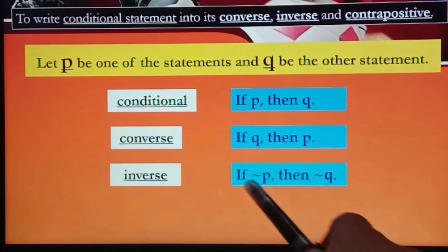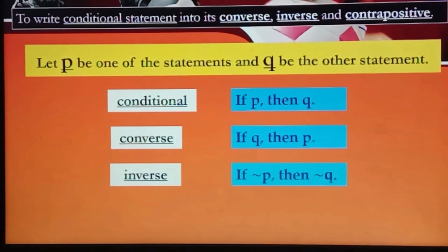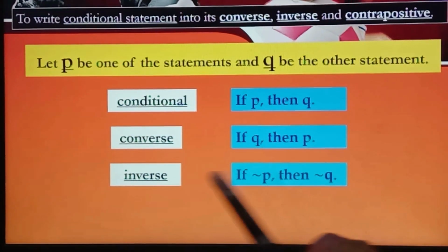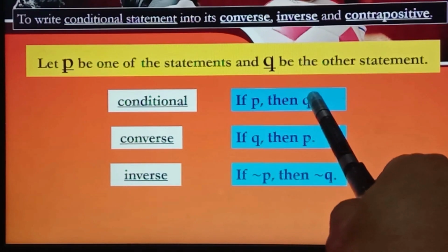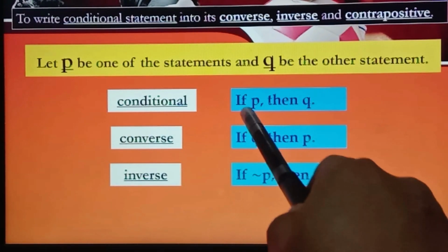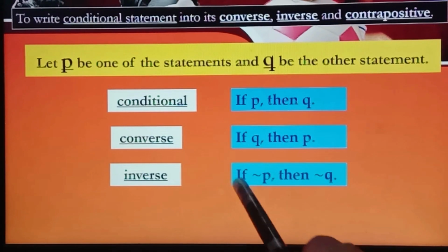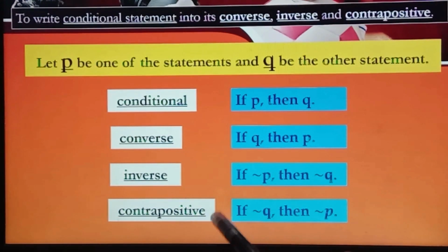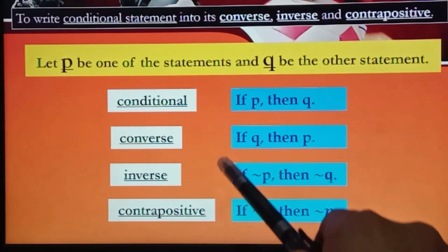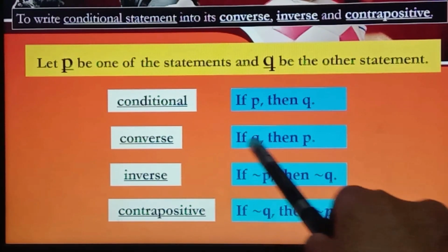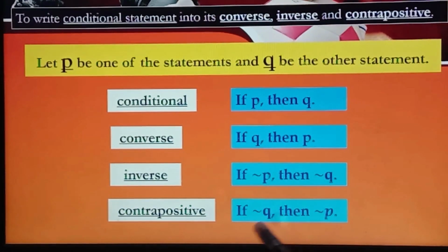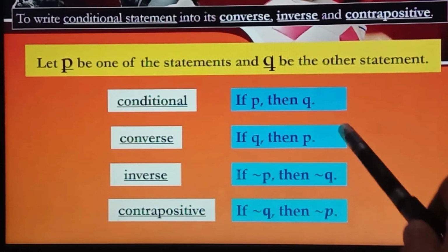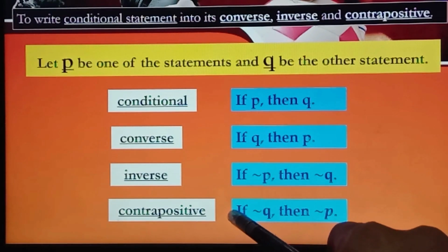Anyway, this symbol here is actually a symbol for negation. Now, if you notice, the inverse is the negation of the conditional. So if the conditional is if P then Q, then your inverse will be if not P then not Q. And our fourth one, which is our contrapositive, will be if not Q then not P. Again, if you notice, this contrapositive is the negation of the converse. If your converse is if Q then P, the contrapositive is if not Q then not P.